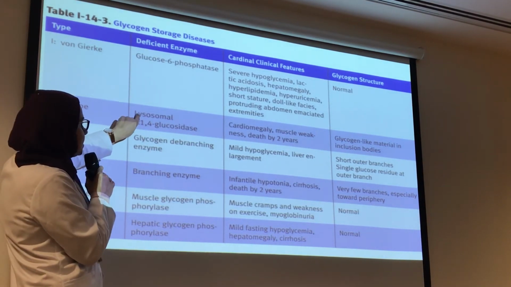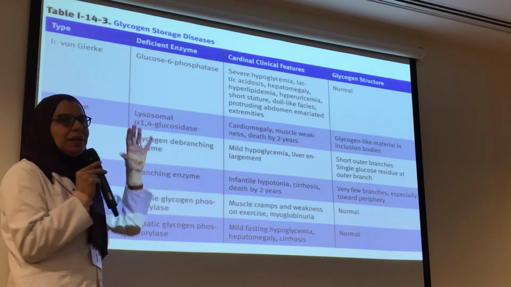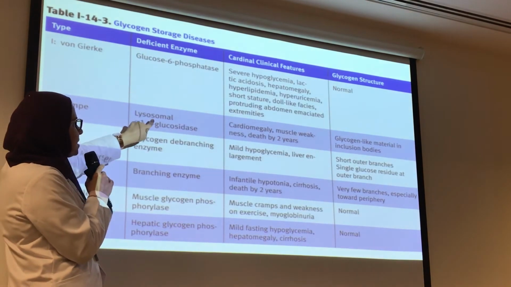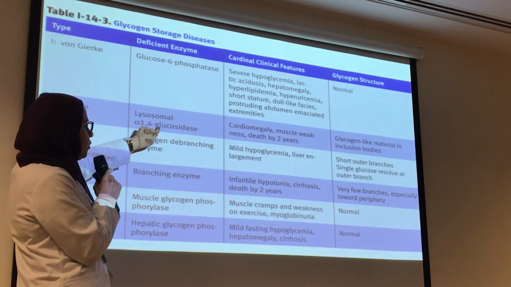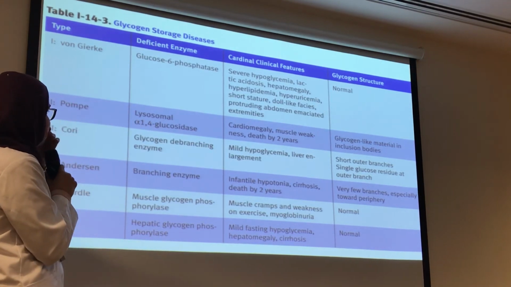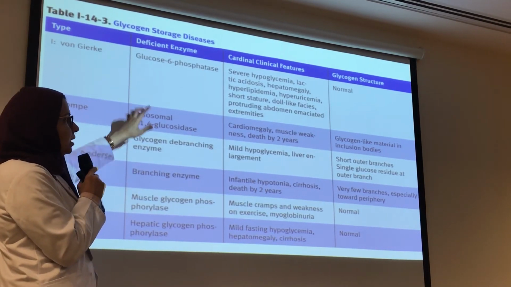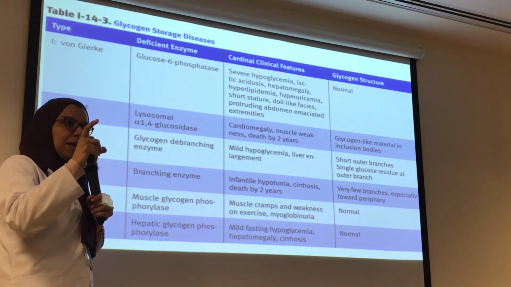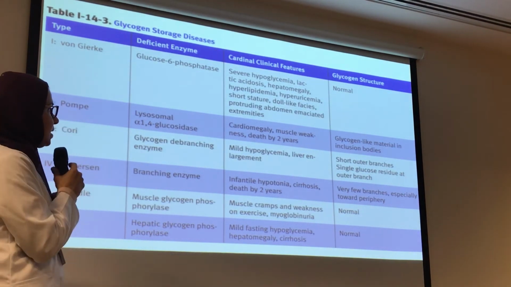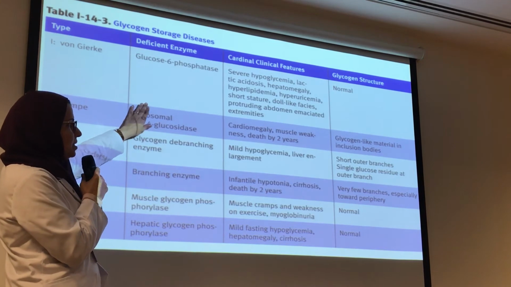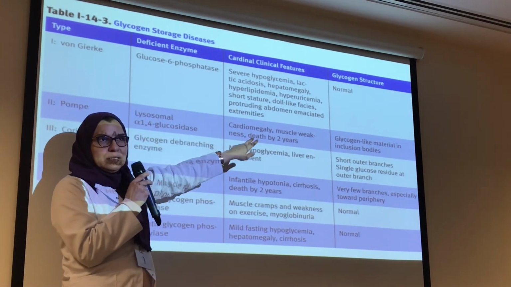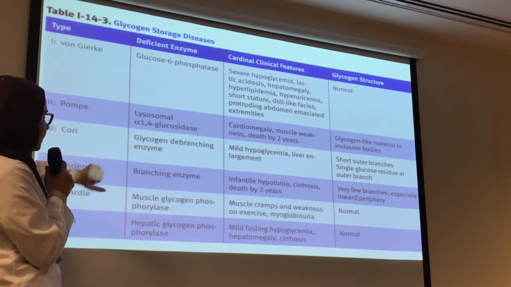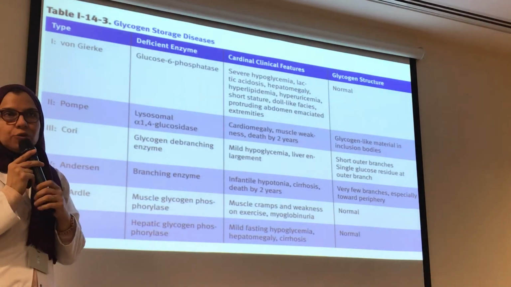Then we have this enzyme, and they put it here, but it's not an enzyme in the glycogen metabolism. When this enzyme is deficient, it's called lysosomal alpha-1,4-glucosidase, and it will lead to glycogen-like material in the inclusion body. So we will have glycogen material deposited inside the cells, and this is a very lethal disease because the baby will die by 2 years. Because they have glycogen-like materials, that's why they included it here. But all the other enzymes are involved in glycogen metabolism.